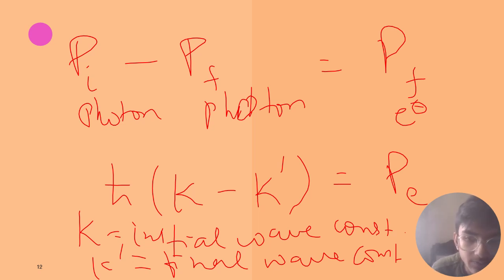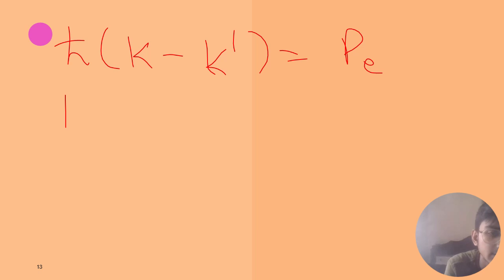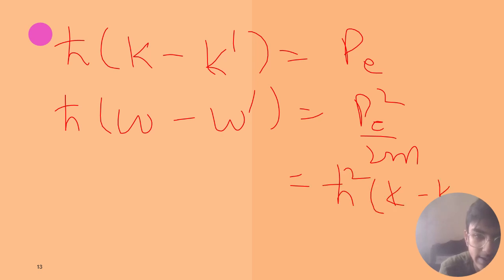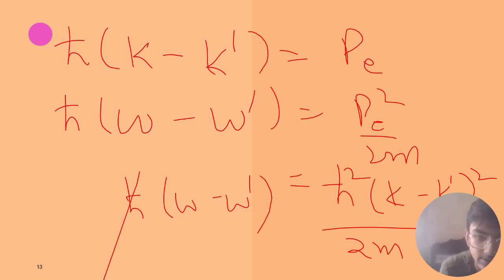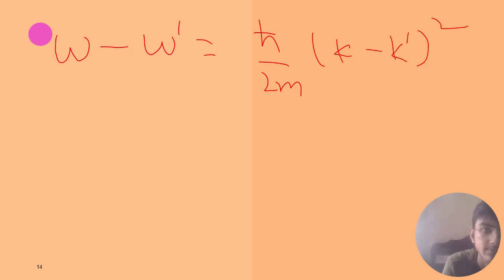Now we will use this second equation and put the value of p from the second in the first. So let me rewrite the equation. There it was like this, ħω − ω' equals ħ²(k − k')² over 2m. Now ω − ω' is equal to ħ by 2m (k − k') whole square.